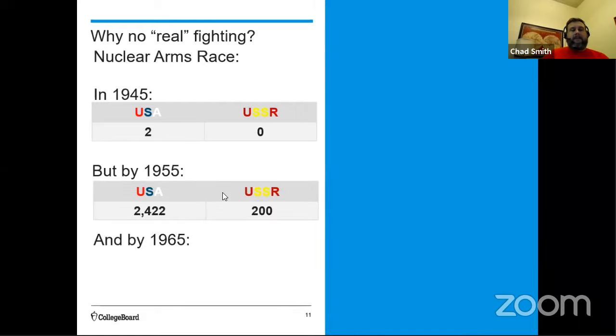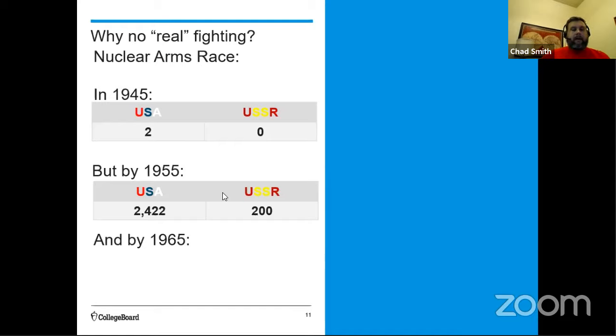In 1955, just 10 years after the Cold War began, the global landscape had changed because of nuclear weapons. The United States had over 2,000 nuclear warheads, and the Soviet Union had 200 nuclear warheads. Imagine the amount of destruction that could be caused by hundreds of nuclear warheads being launched by either the United States or the Soviet Union.